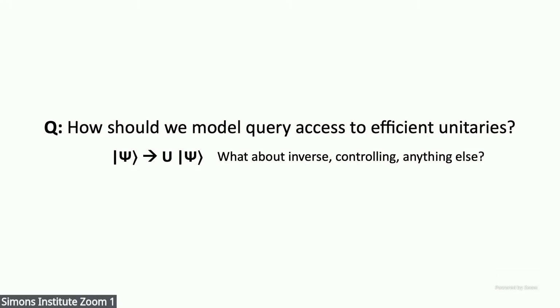Another question is, how should we model query access to unitaries that are efficient? So we have some state, we want to apply some unitary to it, and we're going to model our unitary as some sort of oracle. Should we allow inverse queries? Should we allow controlling the unitary? Should we allow anything else?